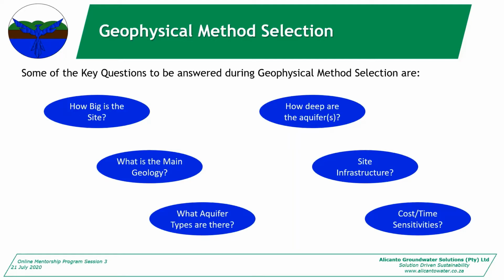And are there any cost or time sensitivities on the project? Does the client want you to do the whole project for less than whatever amount, 5,000 Rand, or does he want it done in a week? Because some of these methods take time, and if you don't have that time or you don't have that budget, you may as well write it off from the beginning.